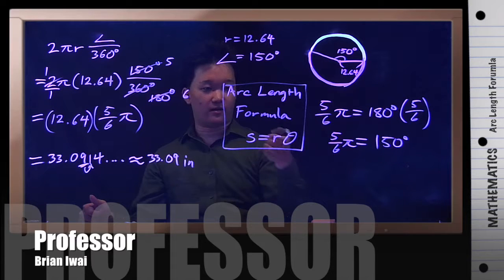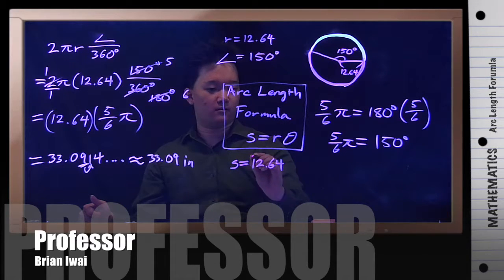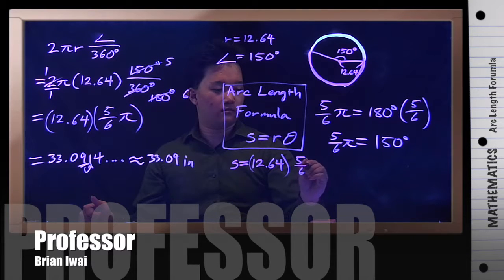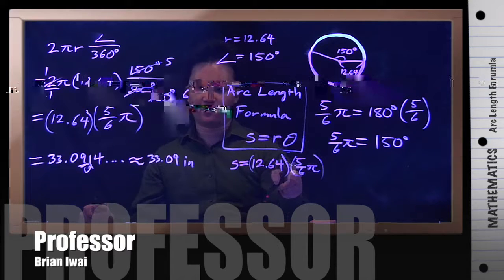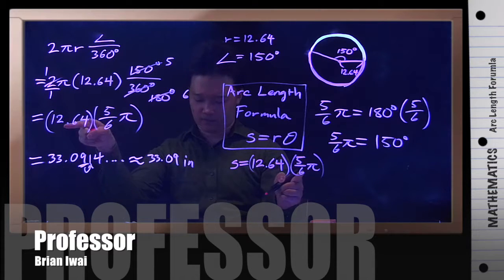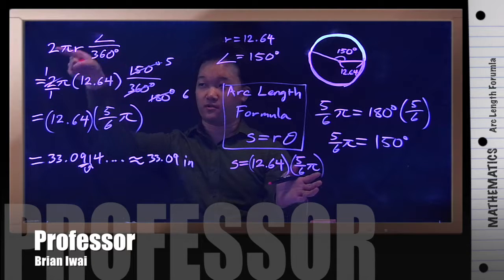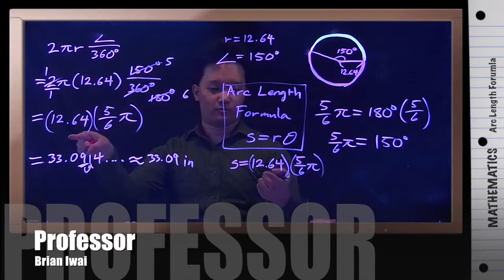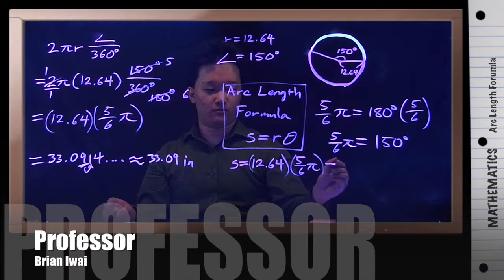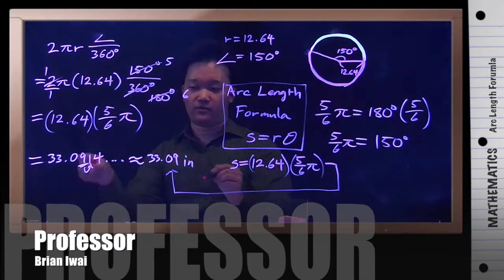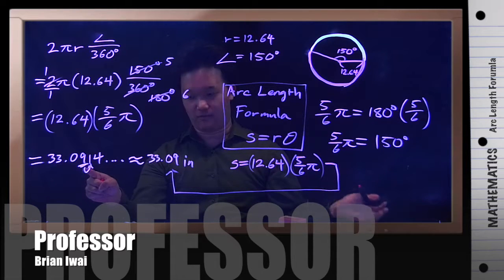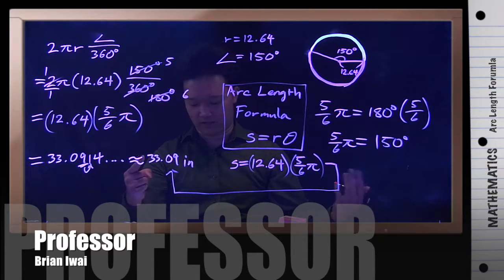So I'm going to use 5 over 6 pi in my arc length formula. So S is going to be equal to R, which is 12.64, and I'm going to multiply it by theta, which is again 5/6 pi. And if you notice, this is exactly the same expression we got when we used the other formula. So it really becomes the same thing, 12.64 times 5/6 pi, which equals 33.094914 and so on. But if you round to the nearest hundredth, you get 33.09 inches.